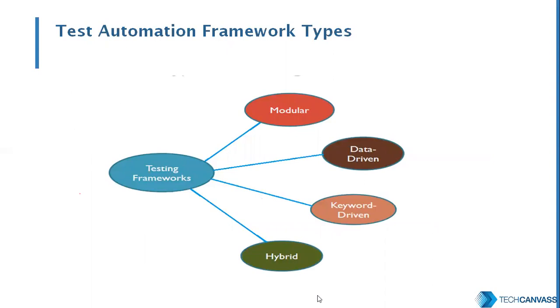Okay, let's go to the test framework types. So, in all, we have four different kinds of automation frameworks available in the market as of now. When it comes to the waterfall model, the first one is the modular test automation framework. Second is the data-driven framework. Third is the keyword-driven framework, and fourth is the hybrid framework.